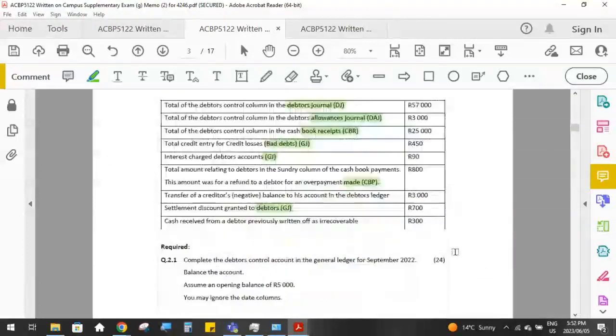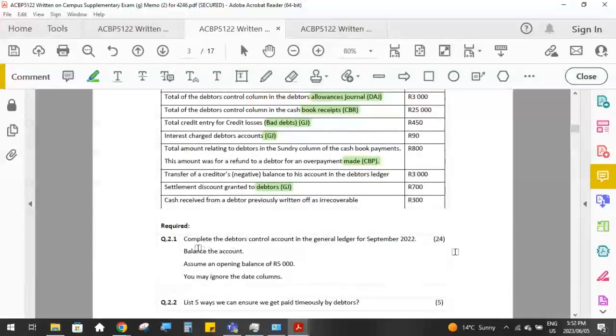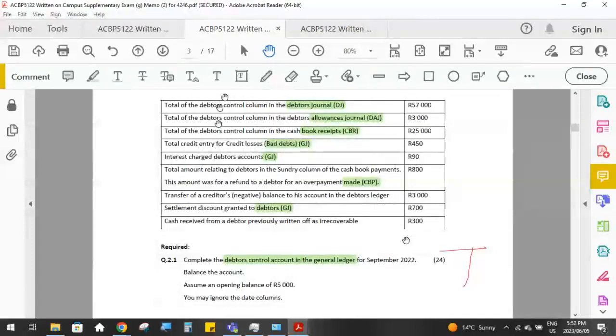So this is a 35-mark question. For 24 marks, you had to complete the debtors control account in the general ledger. Remember, as soon as you see general ledger, you know that that is going to be your T account. So this is the debtors control account in the general ledger for the month. All of these items that affect the debtors control, we have to show on the debtors control T account, how that would have been reflected.